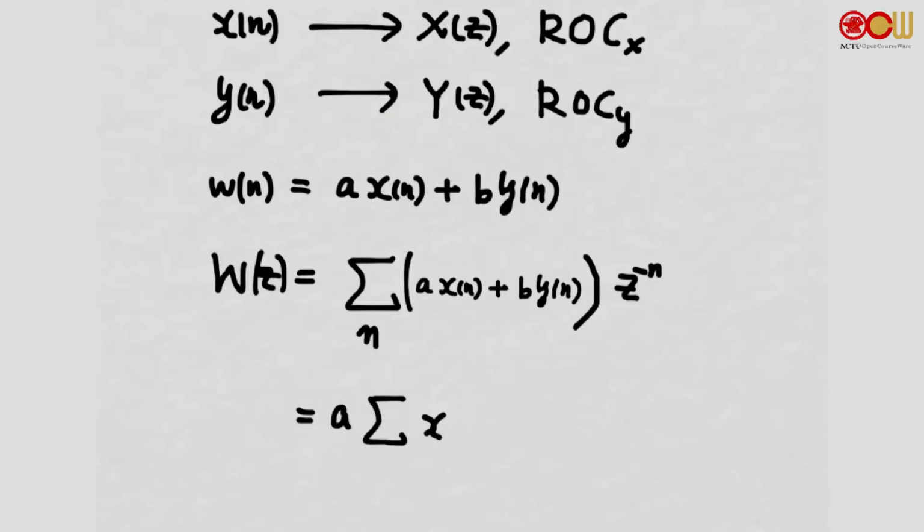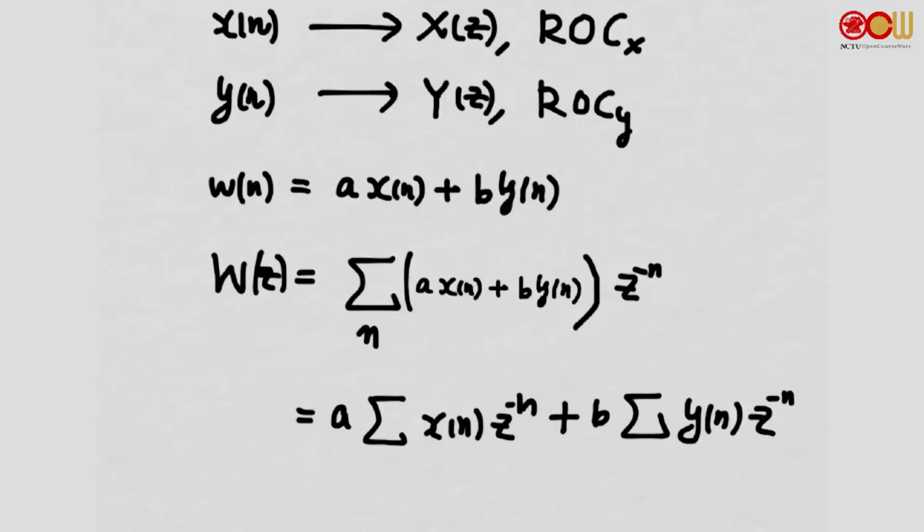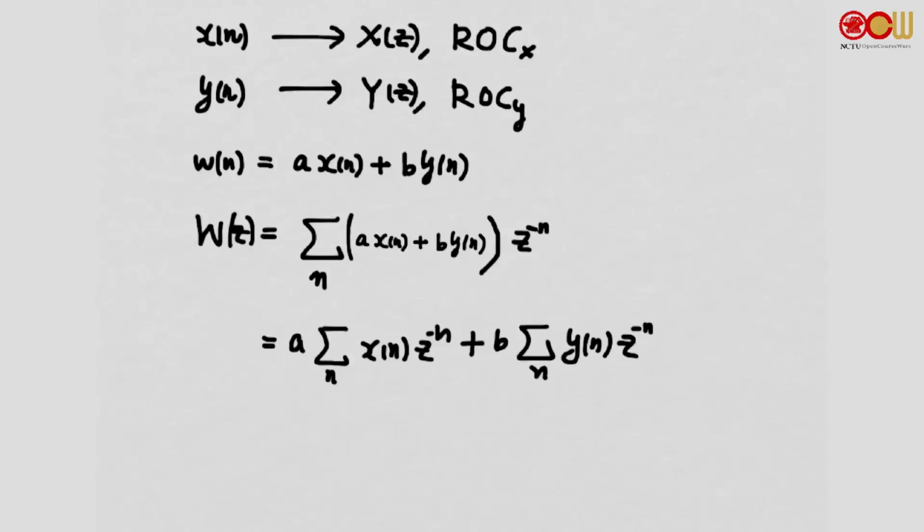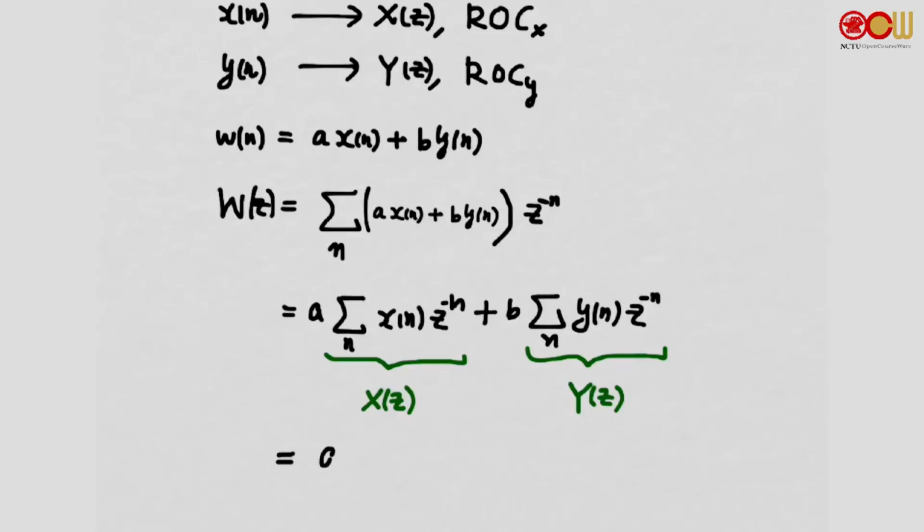because we want to make it related to the Z-transform of x and the Z-transform of y. So let's split it into the term of x and the term of y. Then we see that this is indeed the Z-transform of x, and this is the Z-transform of y. So in the end, indeed, it would be a linear combination of the Z-transform of x and y.